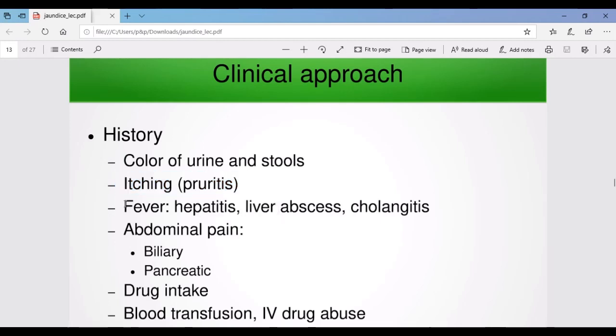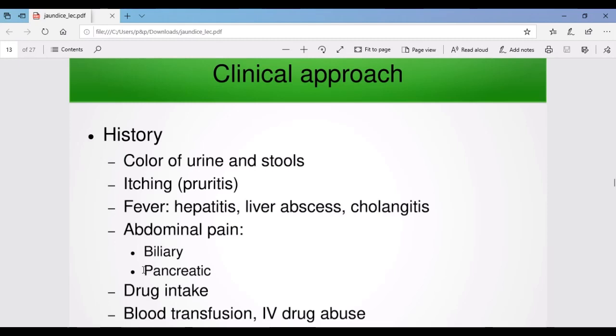We also ask about fever, and we ask about fever because it occurs in patients with hepatitis, it occurs in patients with liver abscess, it occurs with patients with cholangitis. It's again an inflammation. We ask about abdominal pain to exclude biliary colic and to exclude pancreatic pain associated with pancreatic masses, which is one of the causes of obstructive jaundice.